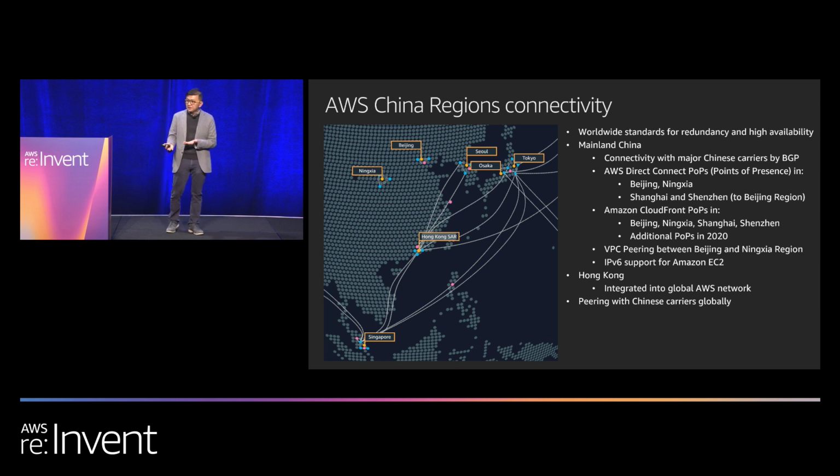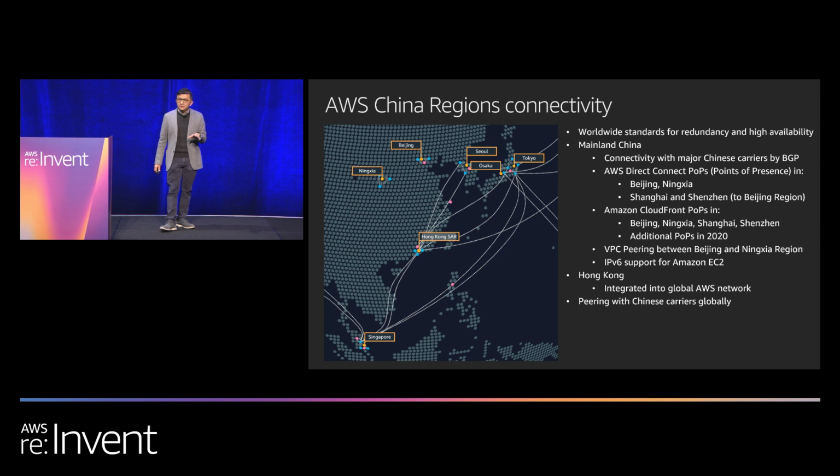We added CloudFront. This is a frequently requested feature since we launched. Right now, we started with 4 locations: Beijing, Ningxia, Shanghai, and Shenzhen, all the major metropolitan cities. Additional POPs are being planned in 2020.